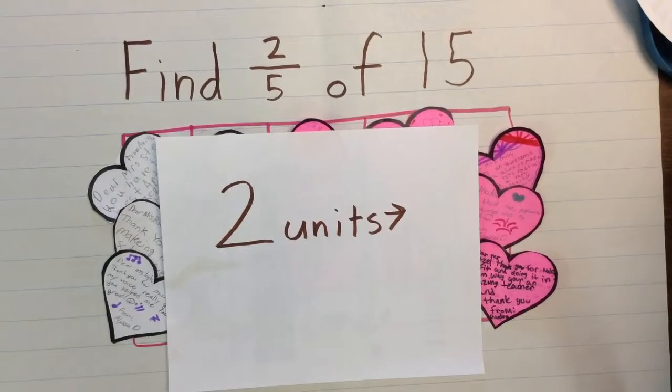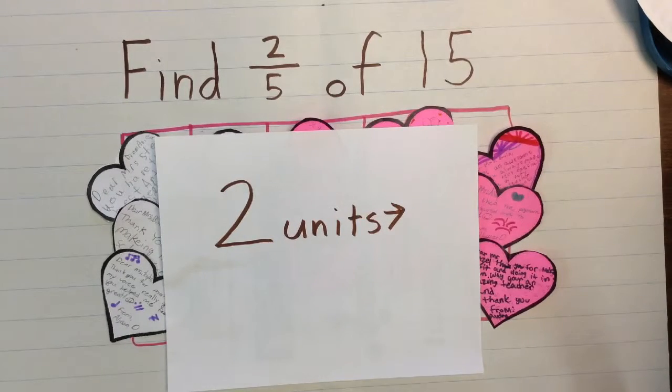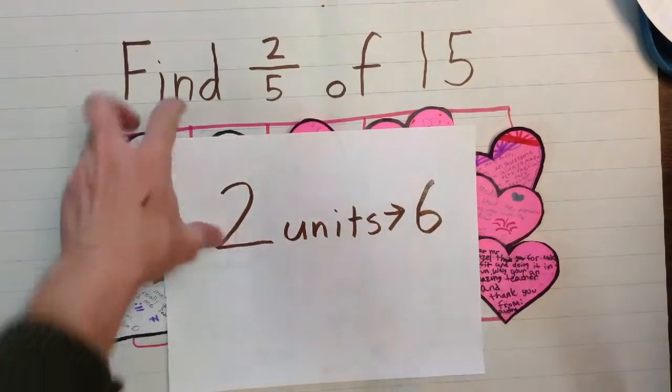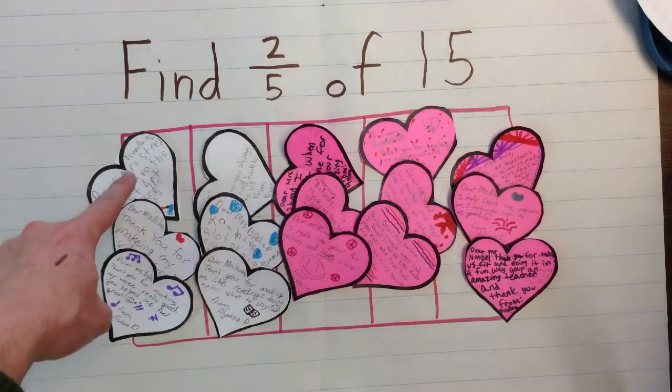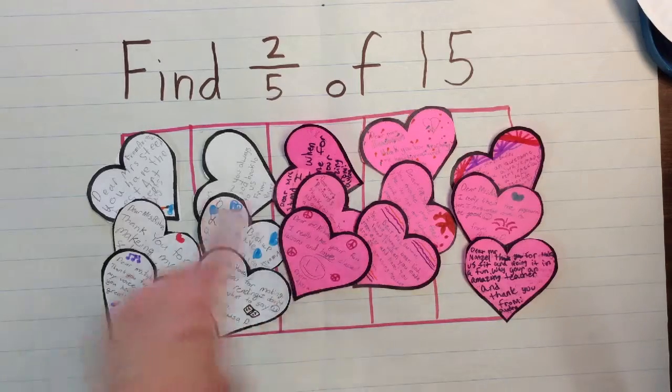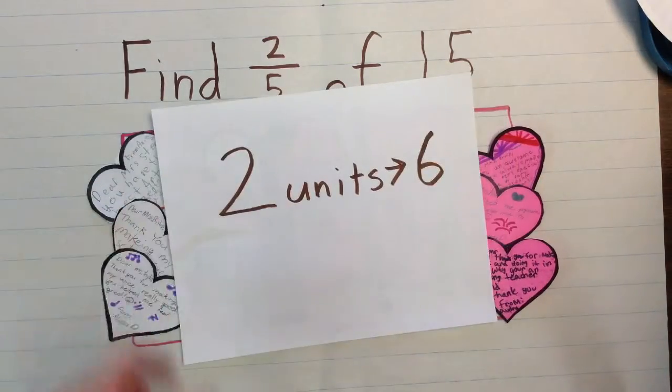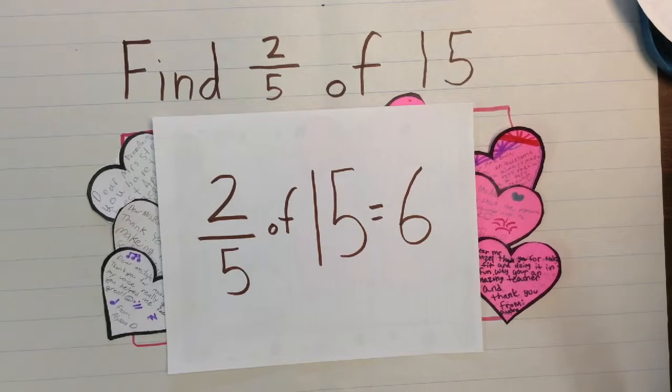What I want to know is how many are there in 2 units. There are a total of 6 hearts in 2 units. If I count up 2 units here, this unit and this unit, 2 out of the 5 units, there is 6 hearts. 2 times 3 in each unit is 6. 2/5 of 15 actually equals 6.